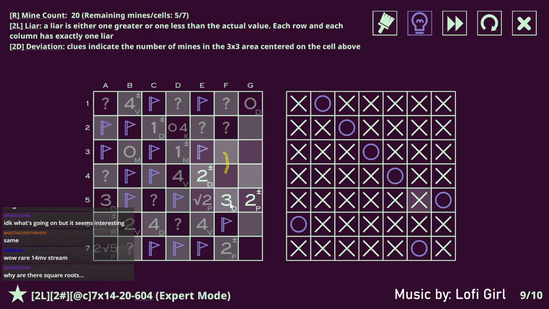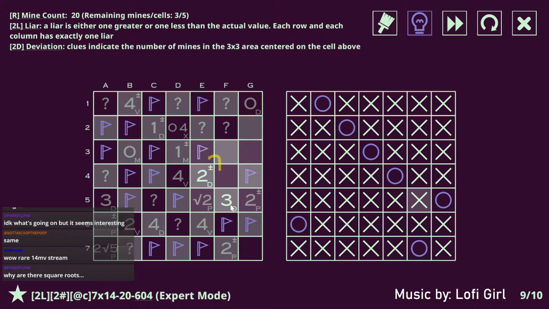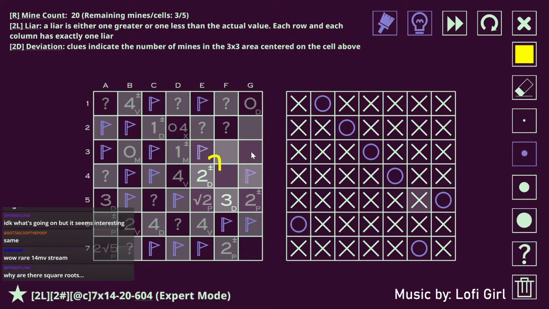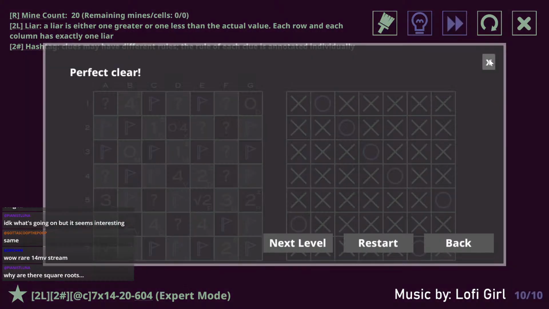Okay, 1 mine here means 1 mine here. Actually, no. 2 deviation is lying. So it's either 1 or a 3, but we don't know which. This is lying, so it must just be a 1, because it can't be a 3. Okay. So there are an odd number of mines here, is what I can say. This 3 deviation must also see an odd number of mines. So this area here must have an even number of mines. That's a mine, and so these are both empty. There you go. Hooray! I got it.